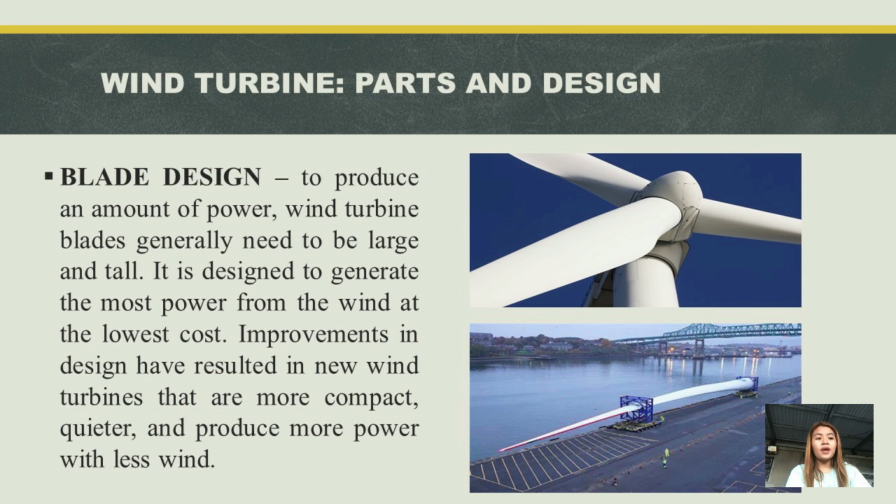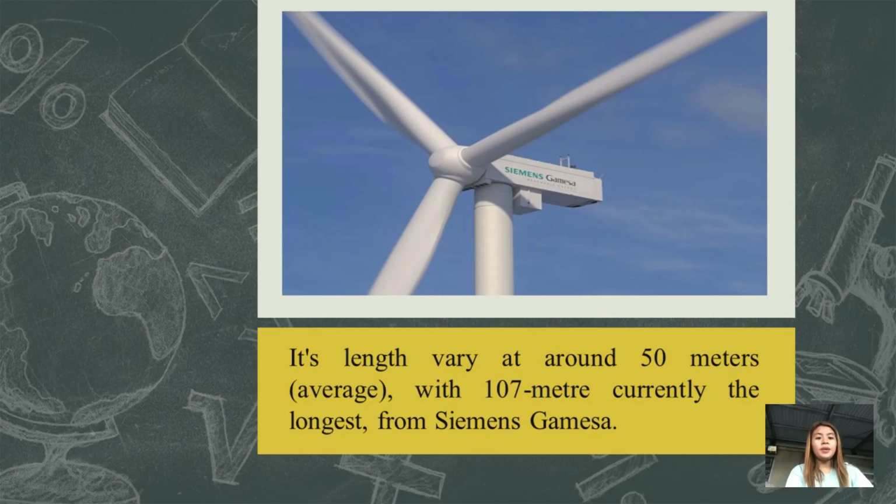Improvements in design have resulted in new wind turbines that are more compact, quieter, and produce more power with less wind. So, as you may see in the picture, the wind turbine length varies at around 50 meters on average, with 100 meters currently the longest wind turbine from Siemens Gamesa. So, doon nyo siya matatagpuan.